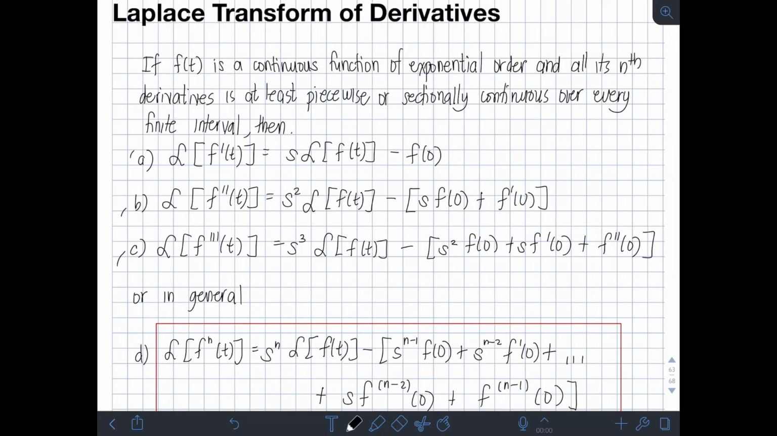Then b, if we have second derivative of f, double prime of t, when we find its Laplace transform, it is equal to s squared times Laplace transform of f of t minus quantity s f of 0 plus f prime of 0. Then for c, we have Laplace transform of third derivative of f of t, or f triple prime of t, we have it is equal to s cubed times the Laplace transform of f of t minus quantity s squared f of 0 plus s times f prime of 0 plus f double prime of 0.